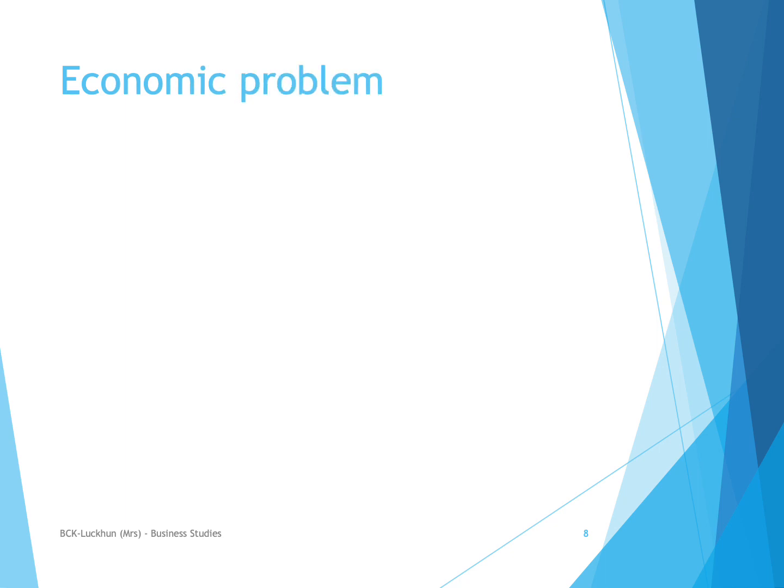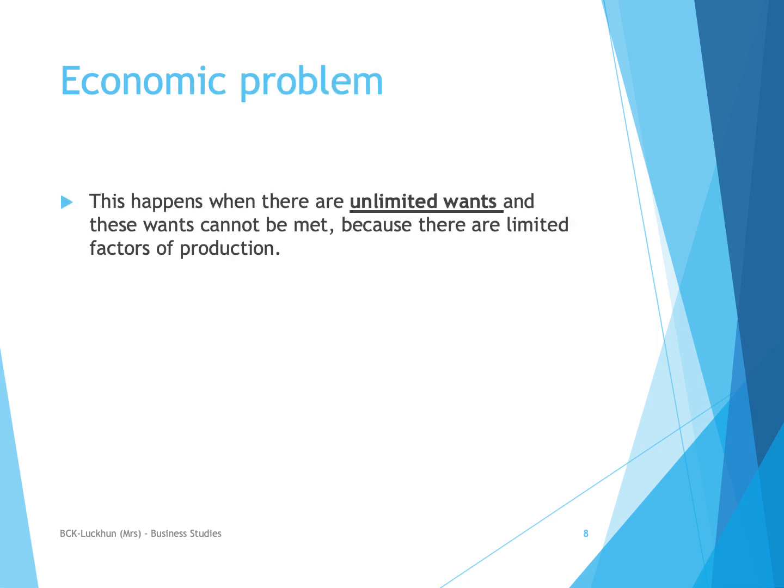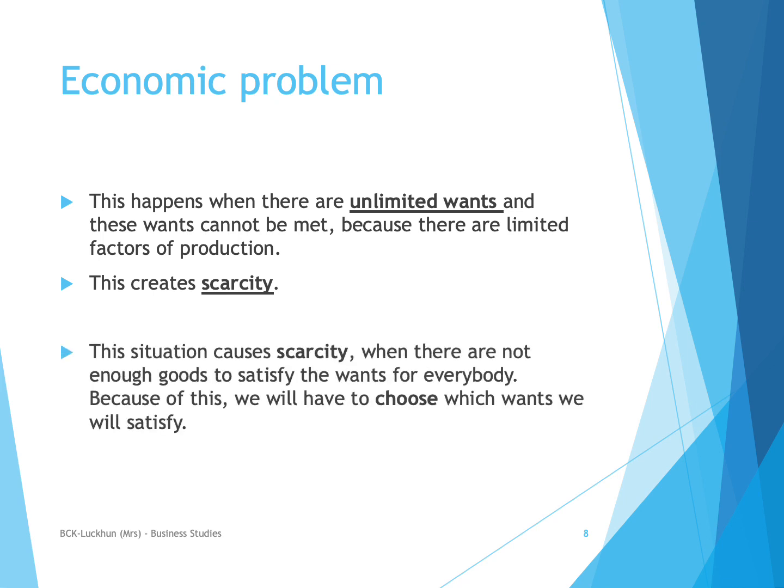Now we move on to the economic problem. This happens when there are unlimited wants and these wants cannot be met. Why? Because there are limited factors of production, what we call the resources. Therefore, this creates scarcity. Scarcity is a situation when there are not enough goods to satisfy the wants for everybody. Because of this, we will have to choose which wants we will satisfy.